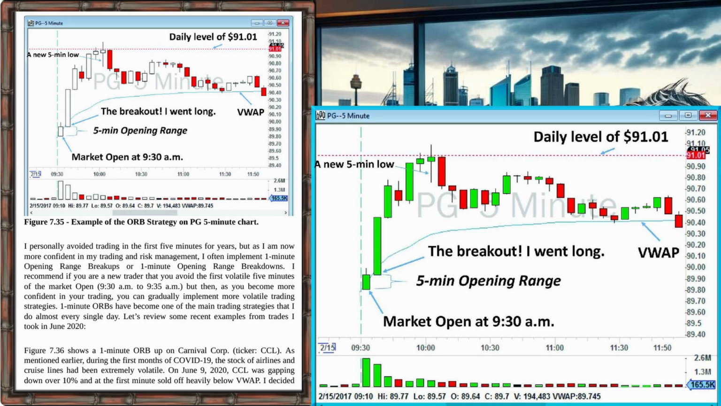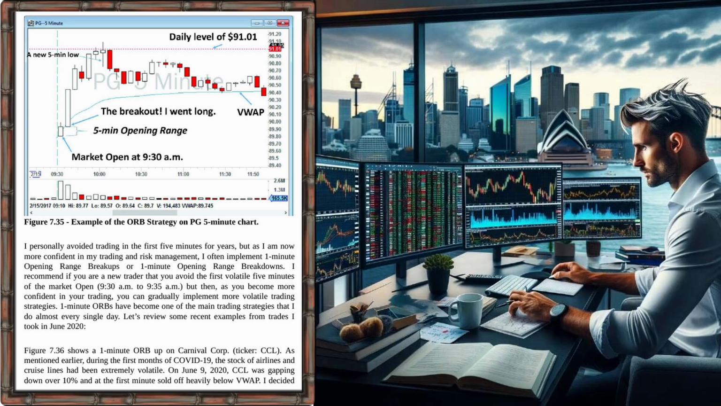I personally avoided trading in the first 5 minutes for years, but as I am now more confident in my trading and risk management, I often implement 1-minute opening range breakups or 1-minute opening range breakdowns. I recommend if you are a new trader that you avoid the first volatile 5 minutes of the market open, 9:30 a.m. to 9:35 a.m., but then, as you become more confident in your trading, you can gradually implement more volatile trading strategies. 1-minute ORBs have become one of the main trading strategies that I do almost every single day.